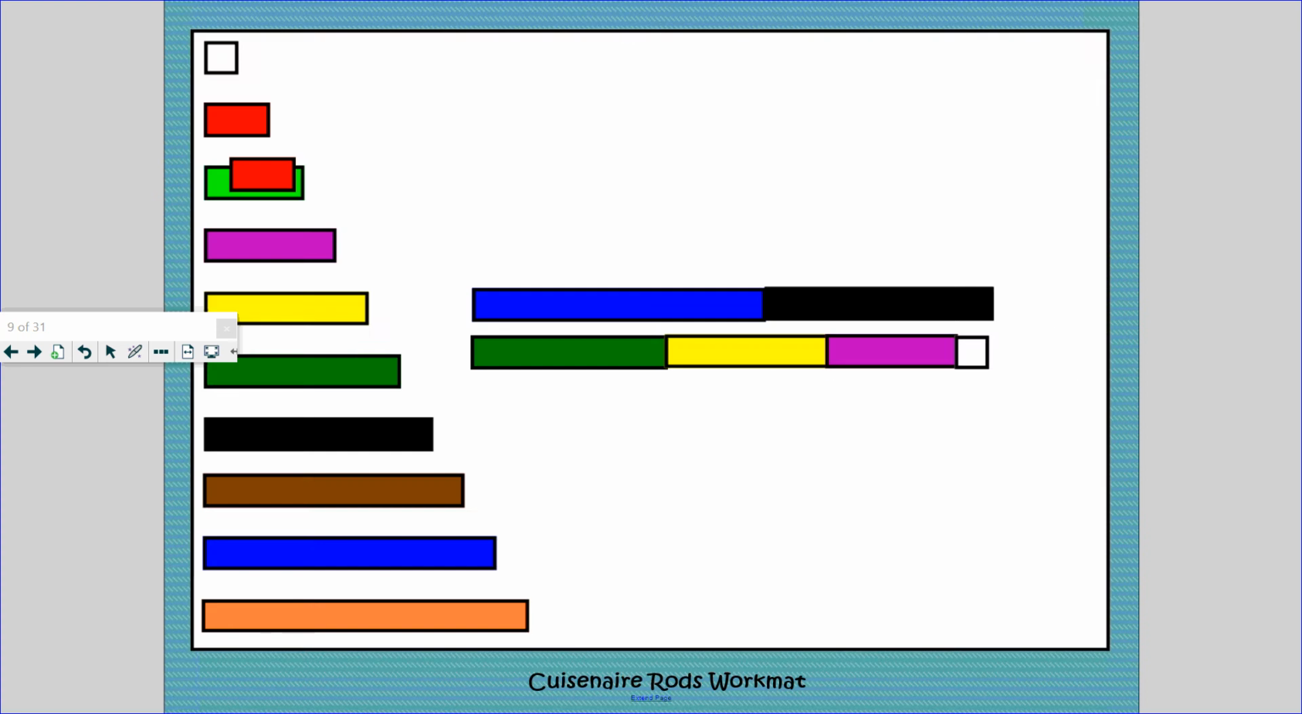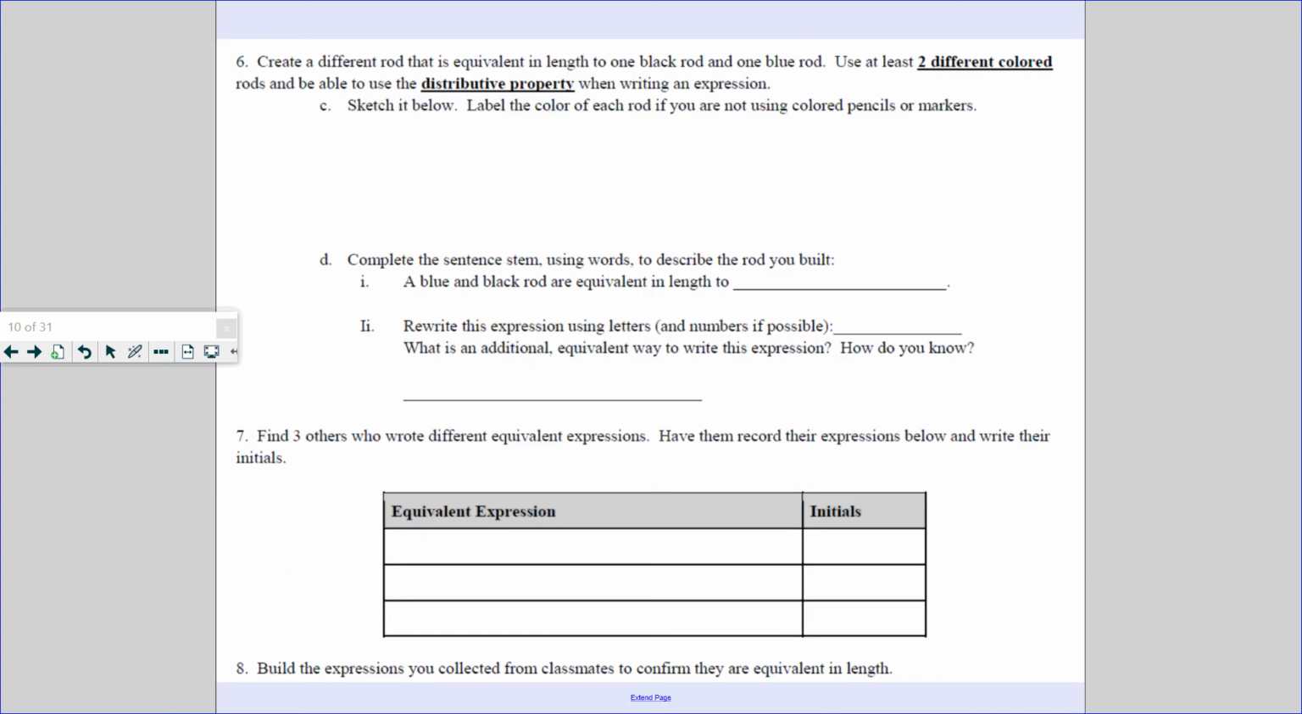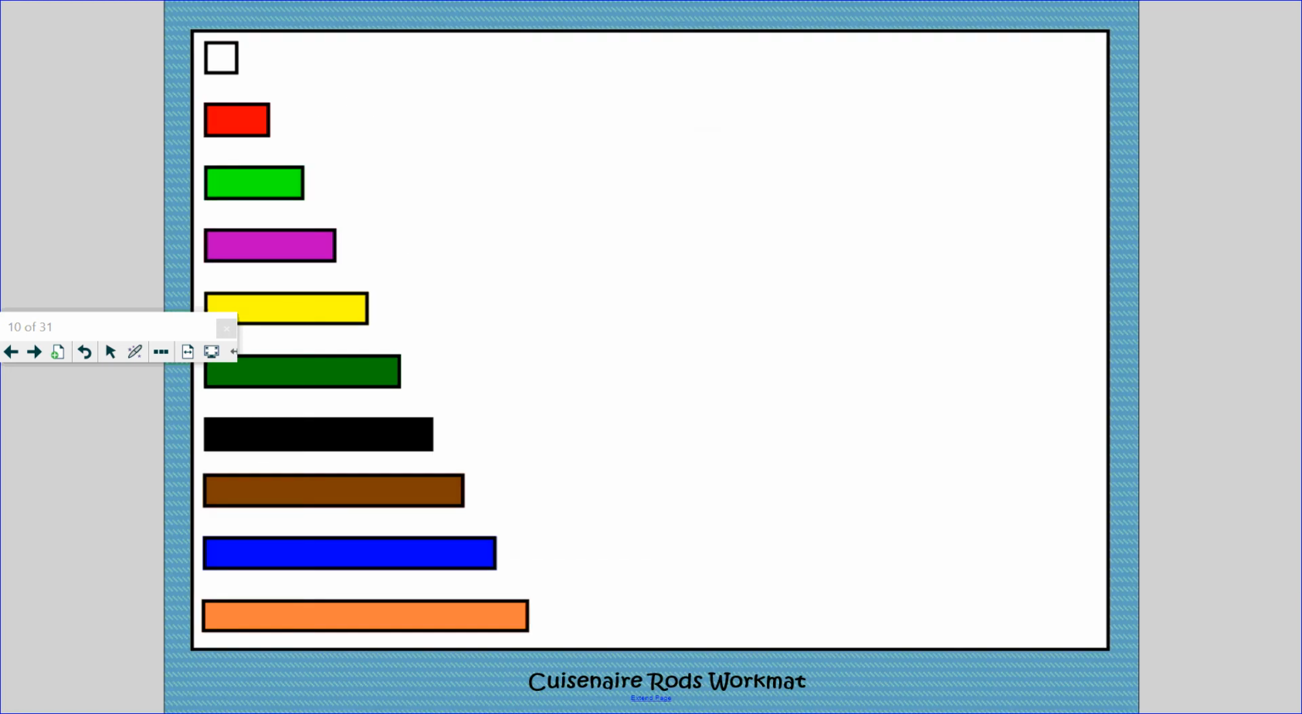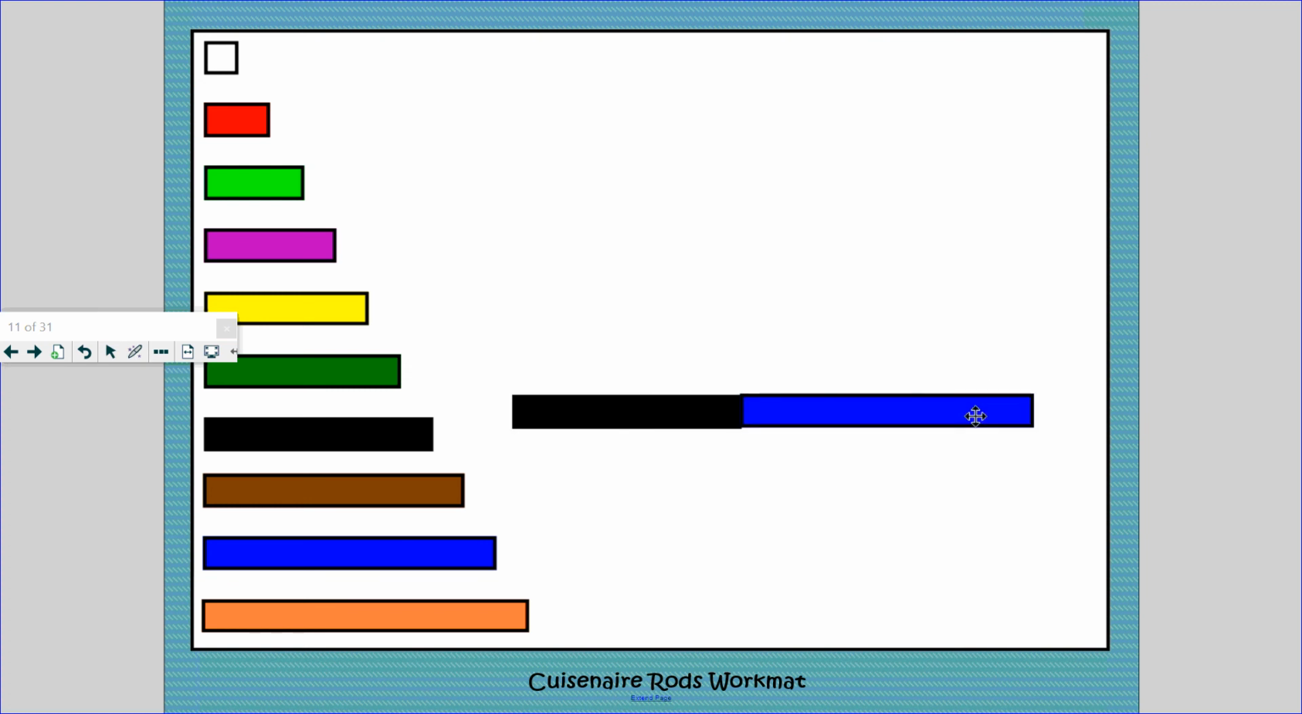So now, create a different rod that is equivalent and linked to one black and one blue rod. So we have a black rod, a blue rod, but then we need to use two different colored rods and be able to use the distributive property when writing an expression. Ooh, this is a little harder. So black, blue, so I need to use the distributive property here. So I need two groups or three groups of something.